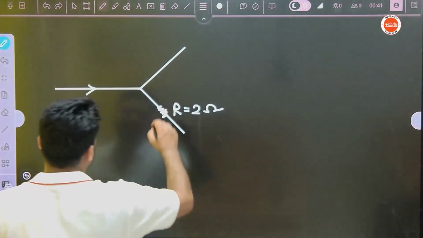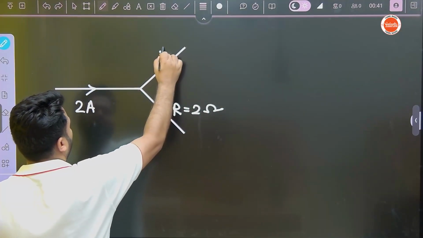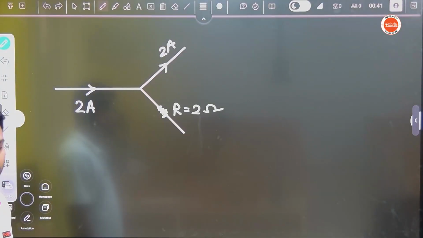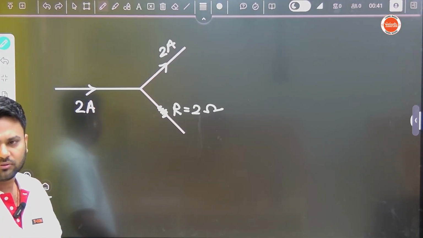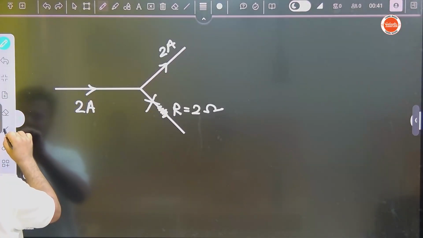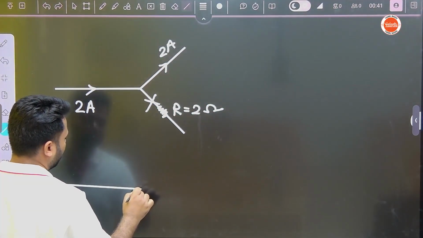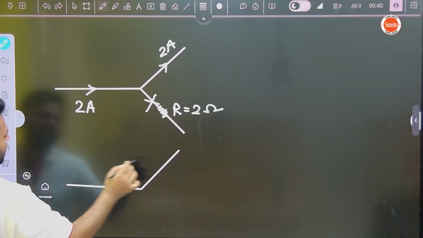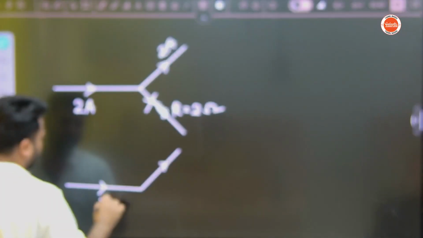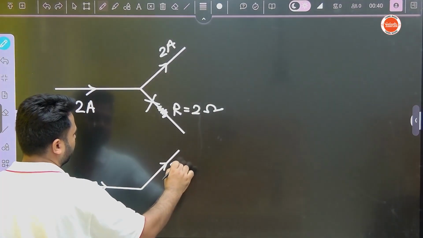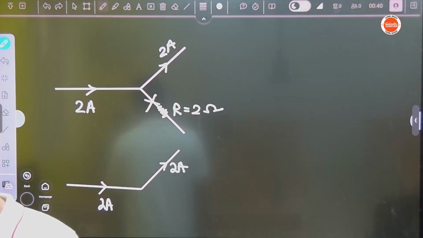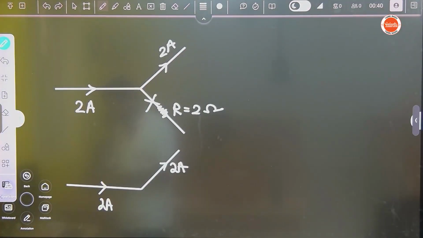So what will happen? All 2 ampere will flow from here. No current will go through this. No current will go, so you can remove it from the circuit. All the current will go, no need to draw. So 2 ampere current, suppose 2 ampere is going there. I will take one example so that you understand better. Okay. For example, see.